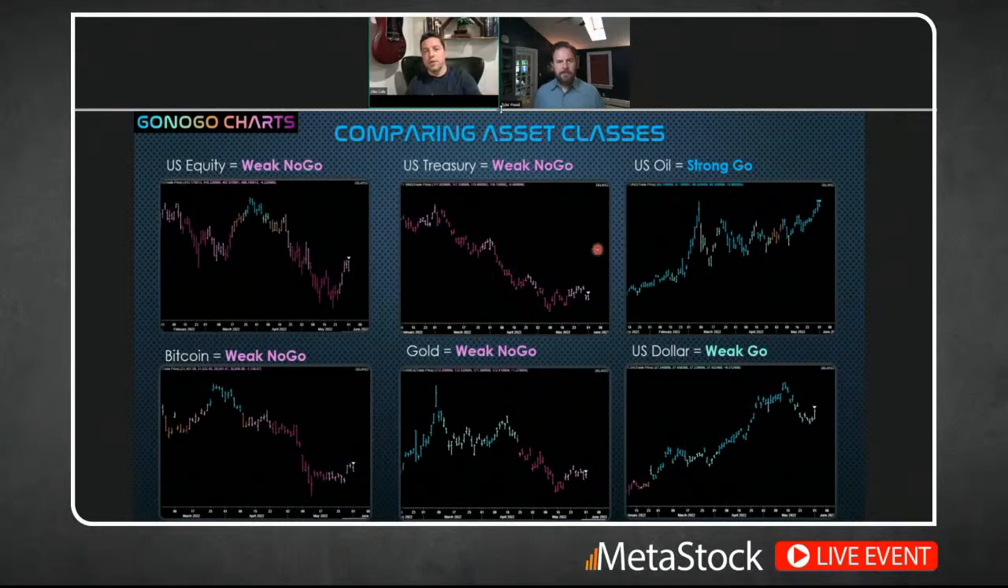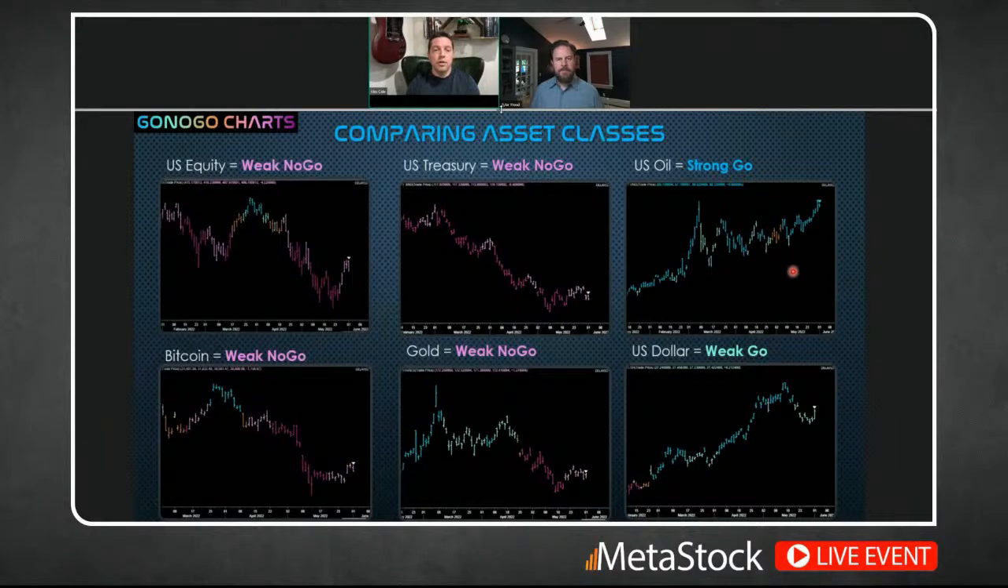They've rallied a little bit over the last week or so. US oil, strong go trend. If you've been following our research or listening to the work of others, this year has been about the energy trade. So oil, this is the USO, has been in a strong go trend since the beginning of the year. It had a really long consolidation but never went into no-go bars. It went to some amber there in the middle of the chart, but has now rallied back into strong go bars.